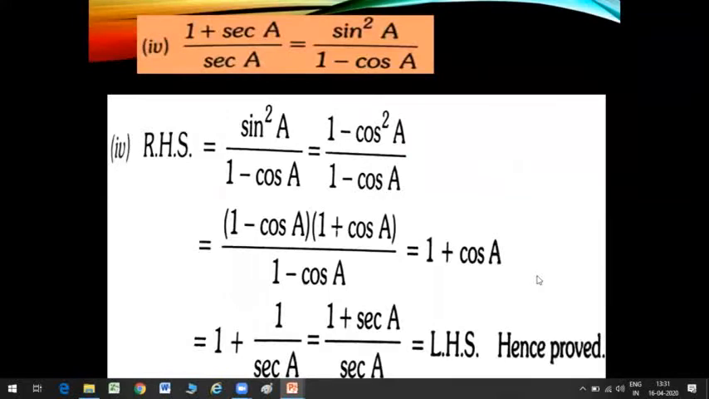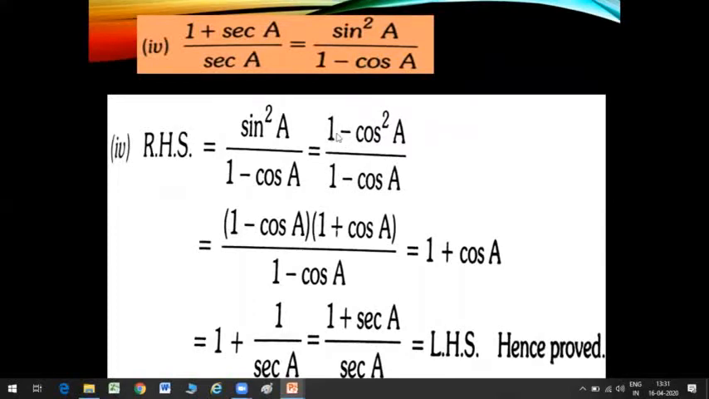Fourth part, prove that 1 plus secant A divided by secant A is equal to sine square A divided by 1 minus cos A. Very easy question. Start from the right hand side here. Sine square A divided by 1 minus cos A. Sine square A, you know it is 1 minus cos square A, identity number 1. So we are writing sine square A as 1 minus cos square A divided by 1 minus cos A.